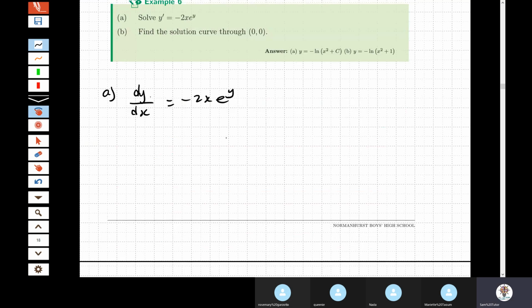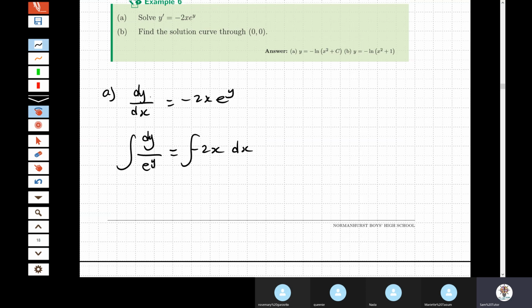Next line, what are you going to do? Tell me your next line, if you know it. Slowly, if you have to. You put the y's in there. Say it to me then. You separate them. Yeah, no, I'm saying you're right. Tell me what it becomes. dy over dx, no, dy over e to the y equals minus 2x dx. Yeah, usually keep the dx at the end. And then integral. Beautiful work.